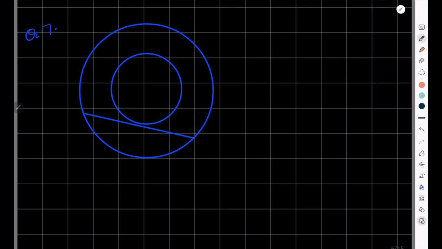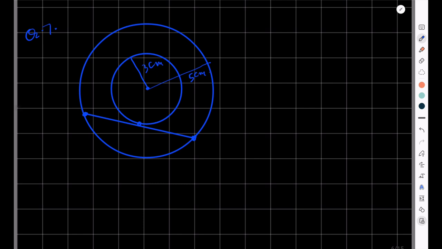chord on the larger circle which touches the smaller circle, and then as they are concentric circles, this radius is 3 centimeter, and this radius for the larger circle is 5 centimeter. That's okay.